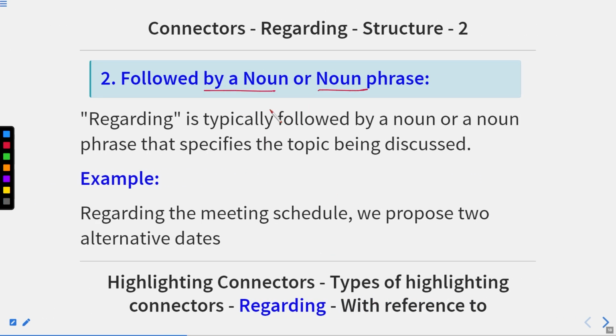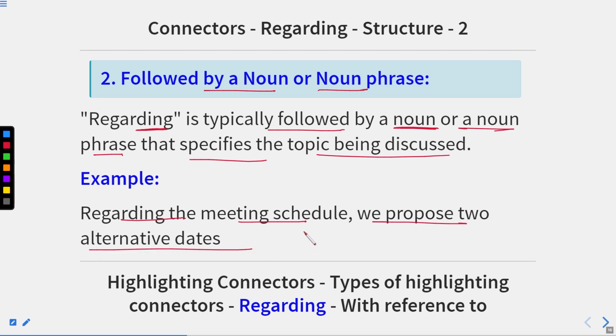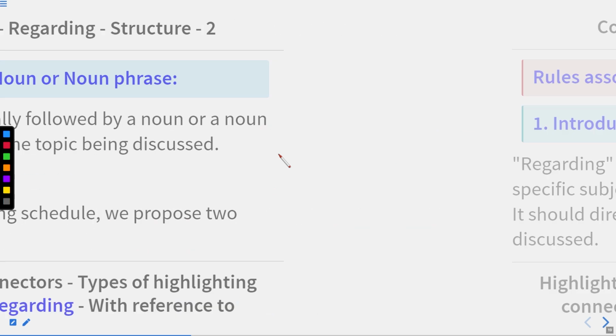Followed by a noun or noun phrase. So this is very, very simple. Just after regarding, we need to write a noun or the noun phrase, not the entire sentence. It's typically followed by a noun or the noun phrase that specifies the topic being discussed. For example: "Regarding the meeting schedule, we proposed two alternative dates." So what we are talking about, meeting schedule, this is actually the noun phrase. Whenever we have the word regarding, it is always followed by a noun or the noun phrase.